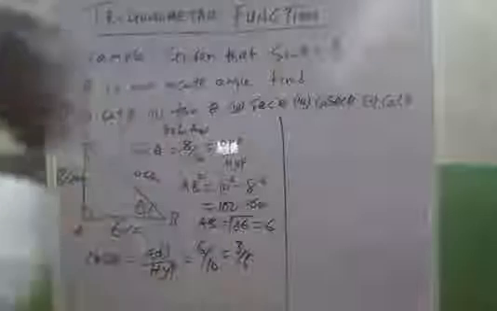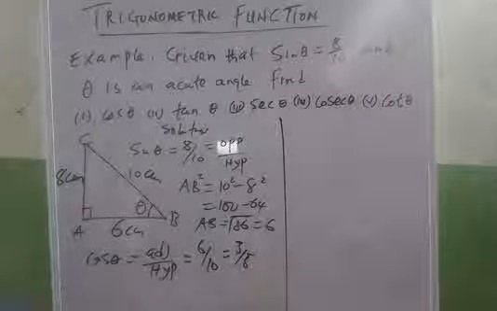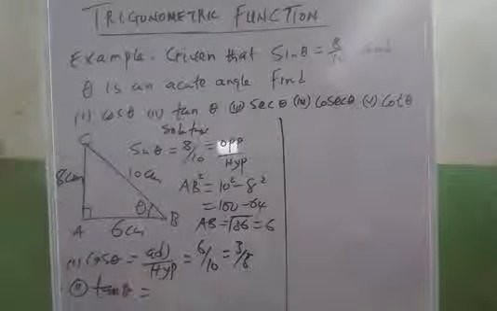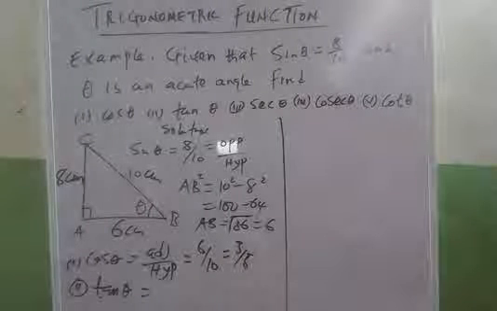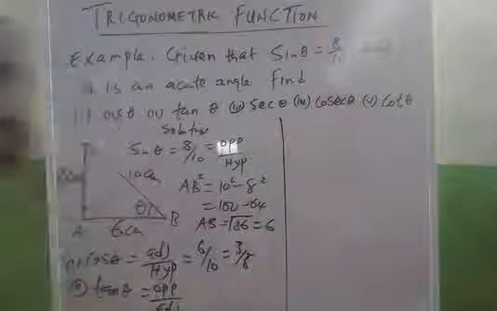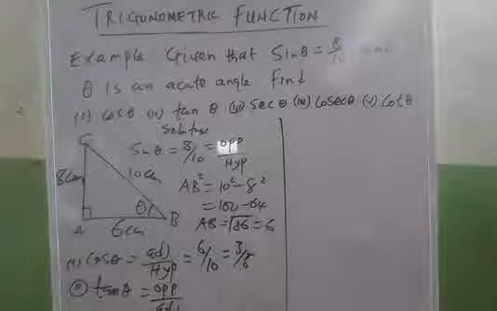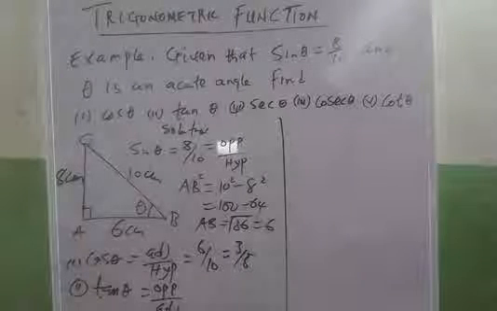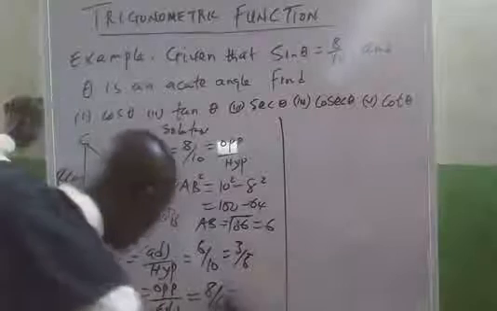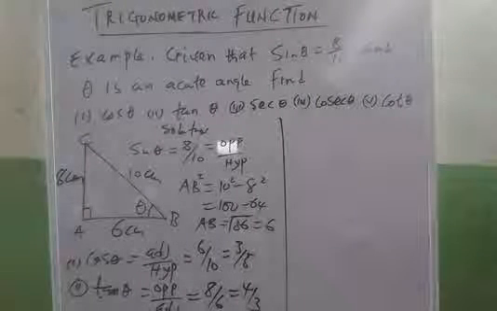Then the next one is tan theta. We define tan theta as opposite over adjacent. That's the definition of tan theta. So opposite over adjacent would be equal to 8 over 6, and that will be equal to 4 over 3.